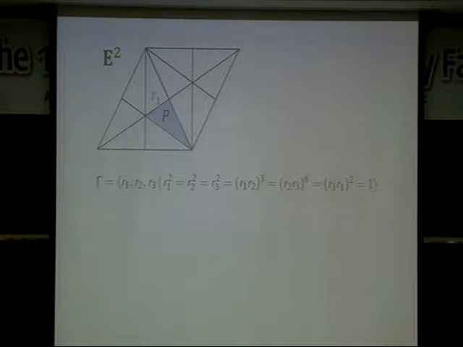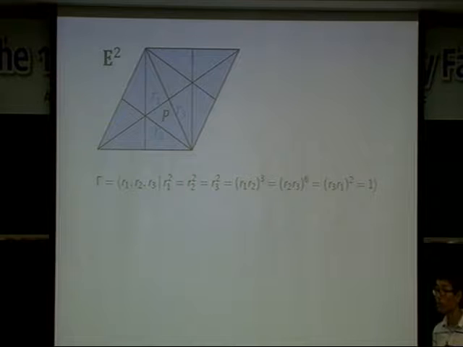So this is a simple example. This P is a Coxeter polyhedron. We consider the reflection with respect to this line, called R1. Then another reflection R2, and we continue in this way. Then we get a tiling of the two-dimensional Euclidean space.